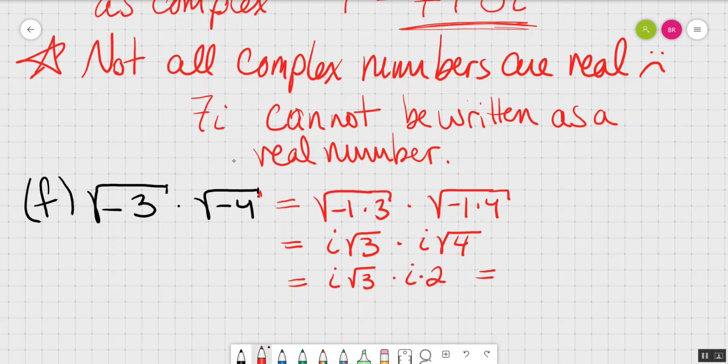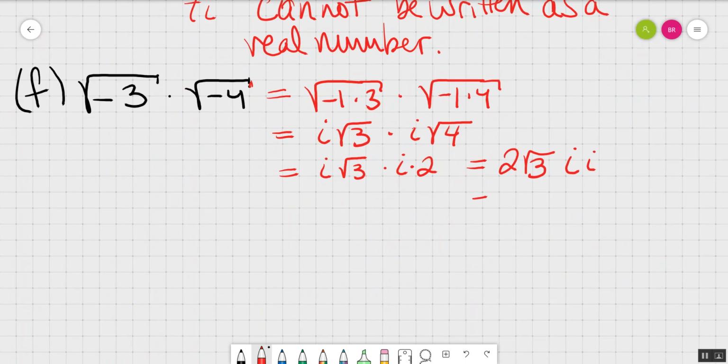And now I'm just going to rearrange some things. I'm going to group my numbers together, 2 square roots of 3, and then group my i's together, so I end up with i times i, which is i squared. Hopefully you remember that i squared is negative 1. So this comes out negative 2 square roots of 3. And that's it. Now, this is a little strange because it looks like negative times negative makes a negative. Yeah, complex rules like that. It's a little strange.